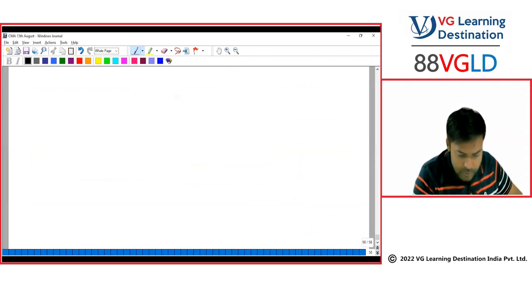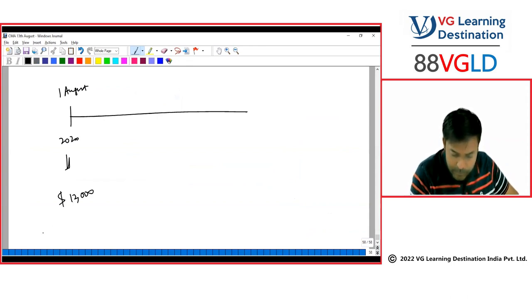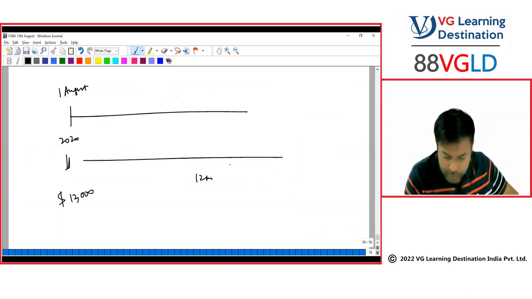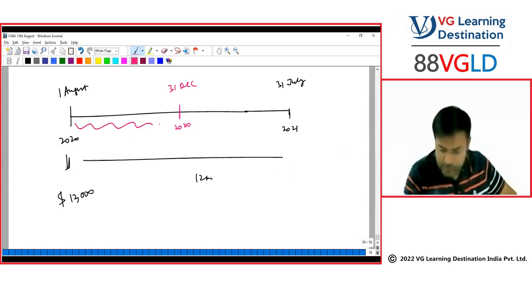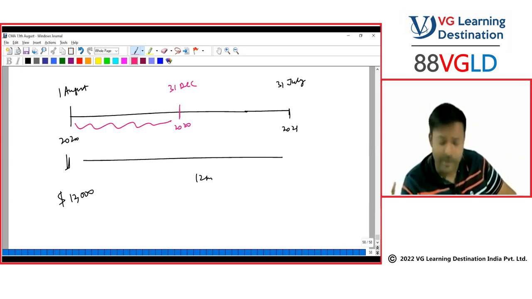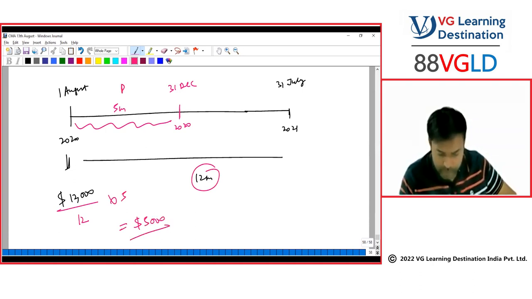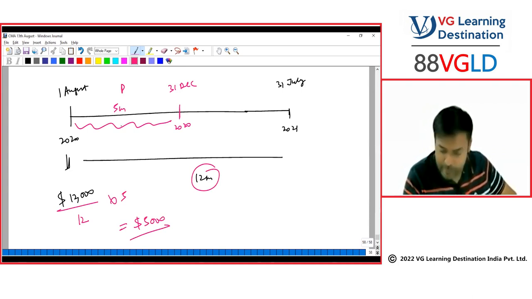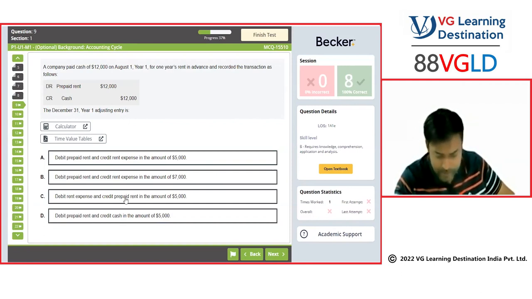So basically, on the 1st of August, let's say 2020, you have paid the rent of 12,000. This is for 12 months, that means up to 31st July 2021. But the year is ending here on 31st of December 2020. How many months are in 2020, everyone? August, September, October, November, December, 5 months. So 12,000 divided by 12, because it is for 12 months, multiplied by 5, gives 5,000. You will book it in the current year in the P&L here. Since you are booking here, you will debit it in the current year. So you are saying C as the answer, right? Debit the rent expense and credit the prepaid rent. Correct. Good.